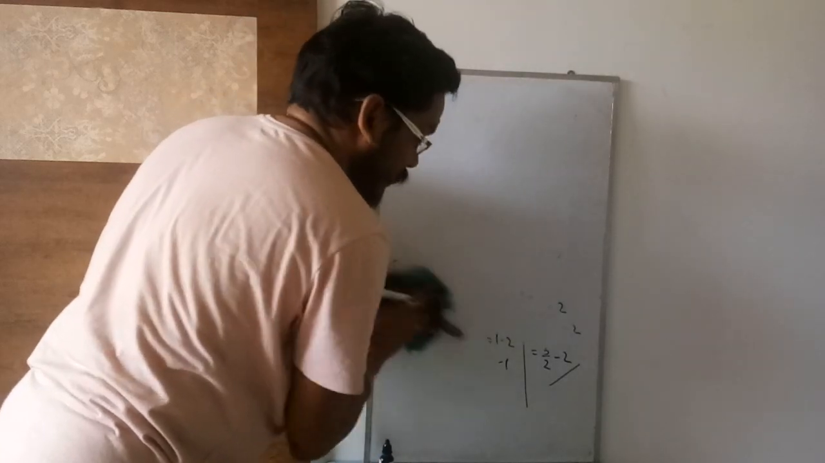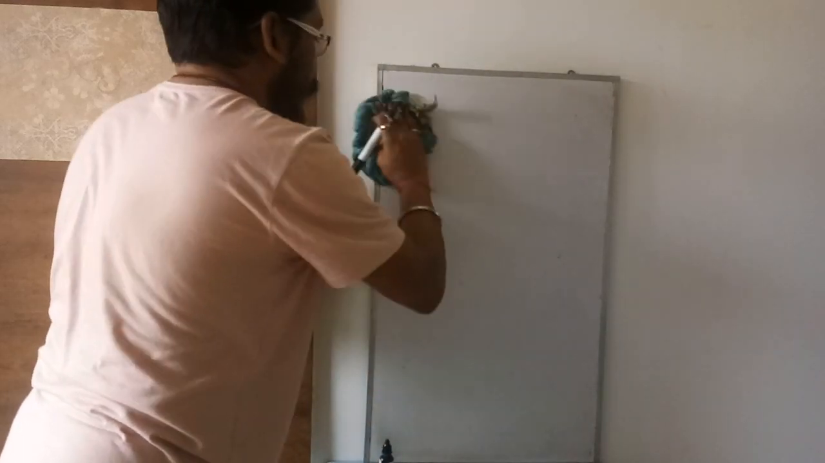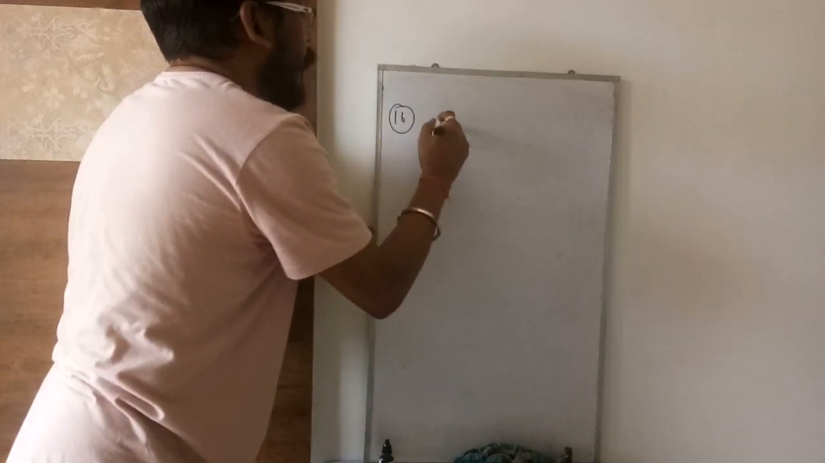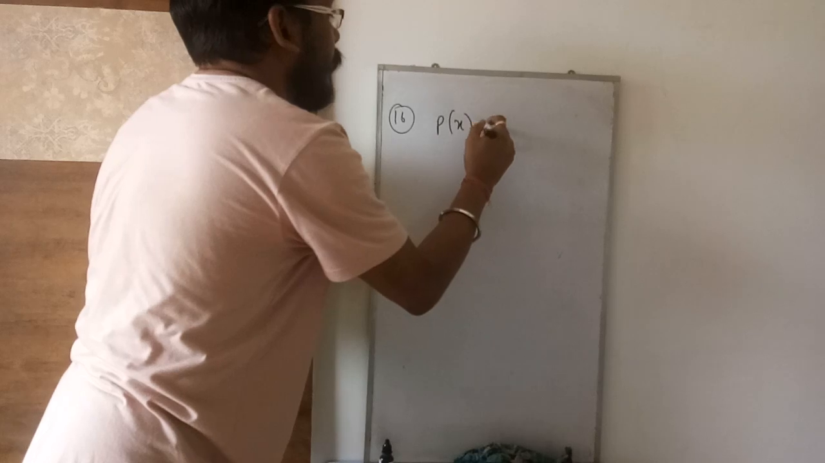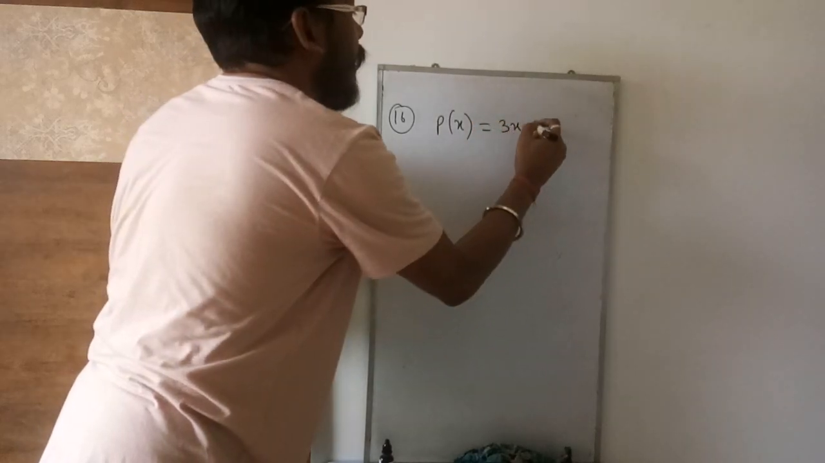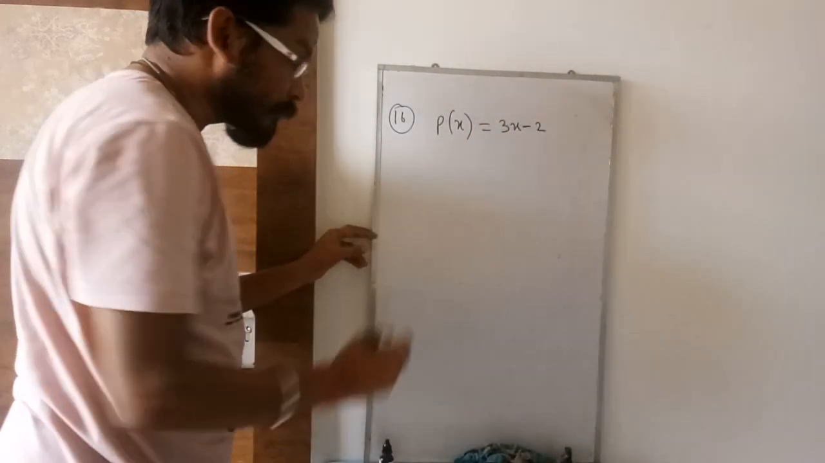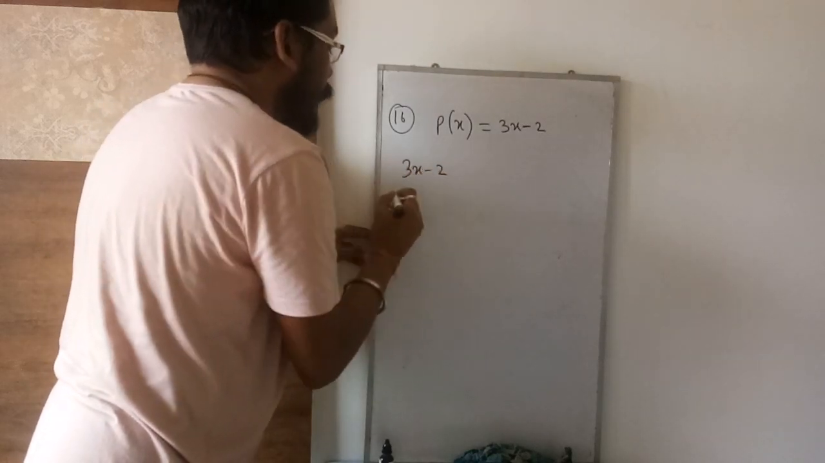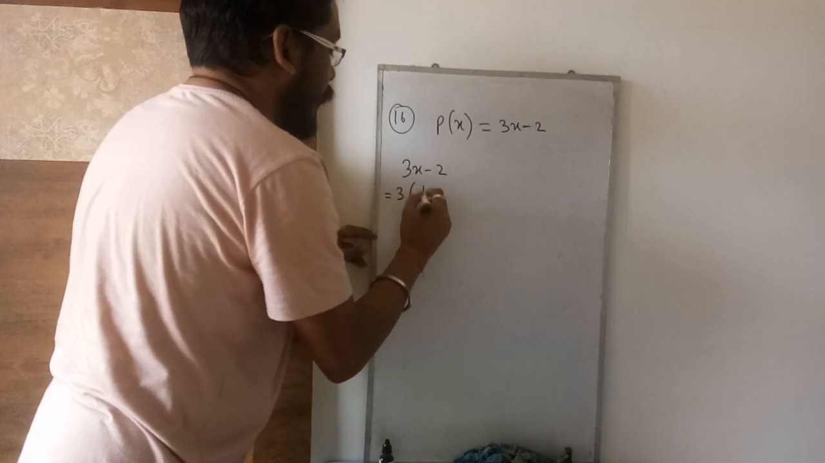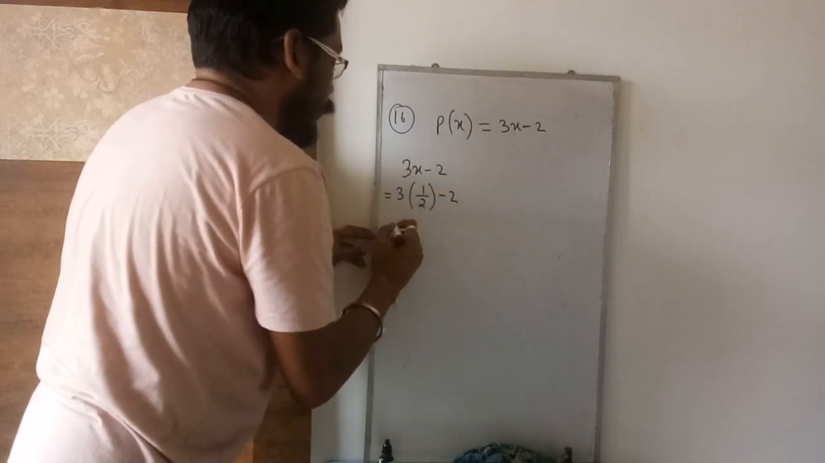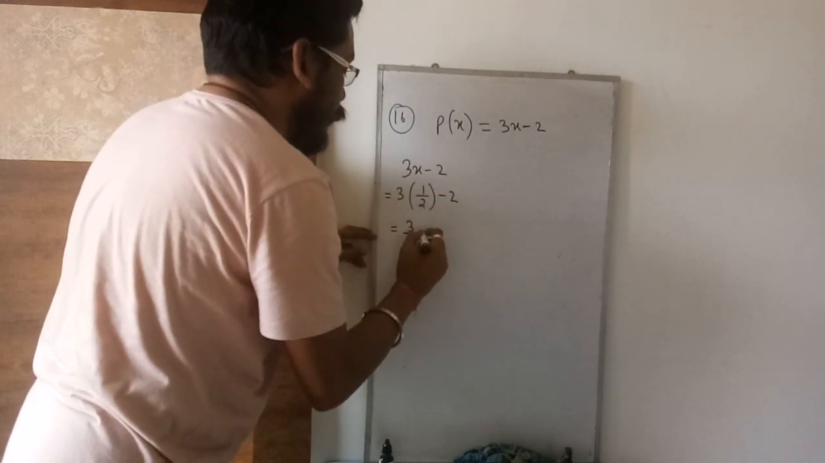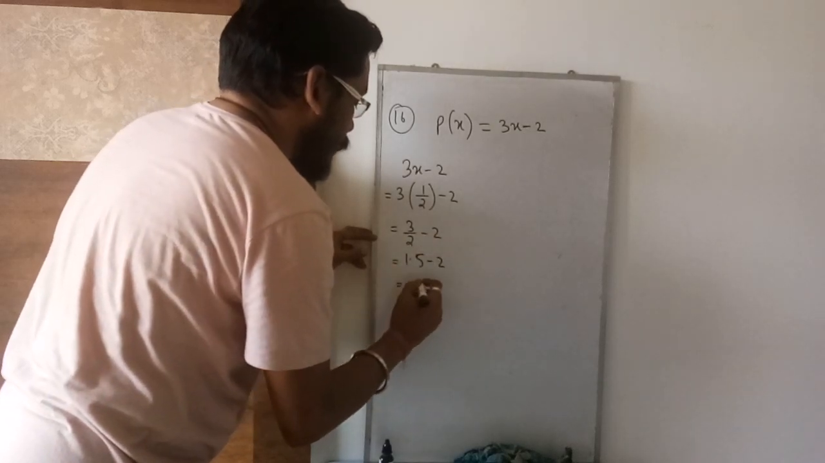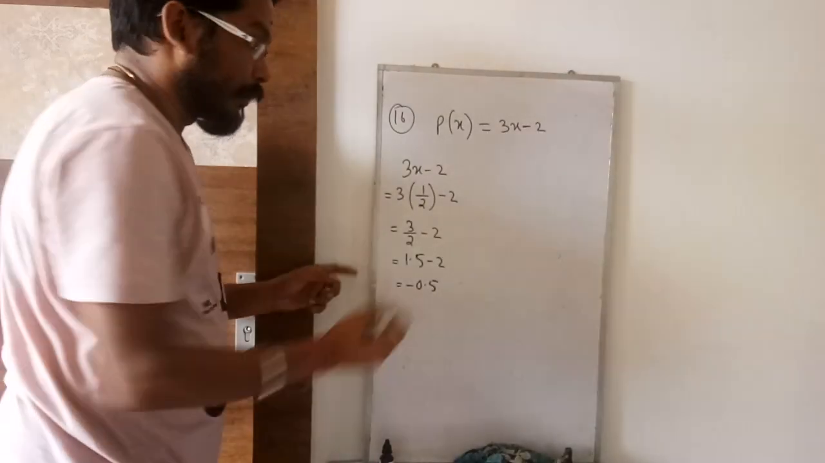Okay, question number 16. This is an objective type question. 4 options are given. I am repeating this question number 16. It is p of x equal to 3x minus 2. So first value half given. So in place of x I will put here half, 3 by 2 minus 2. So it is 1.5 minus 2. You will get minus 0.5. You did not get 0.